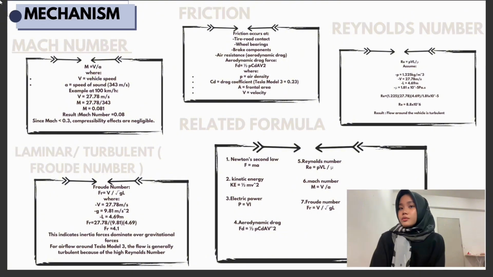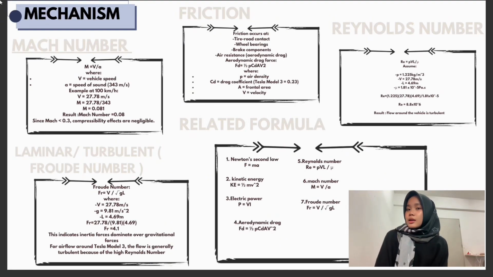Now, let's talk about friction. Friction occurs between the tires and the road surface, inside wheel bearings, brake components, and also due to air resistance acting against the vehicle.